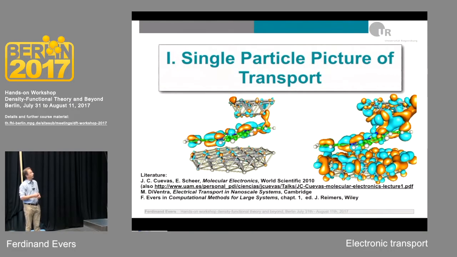So here is what you get from electronic structure calculation. This again is the molecule, as I was showing you before. This is a contact, this is another contact. We would like to drive the current through this.